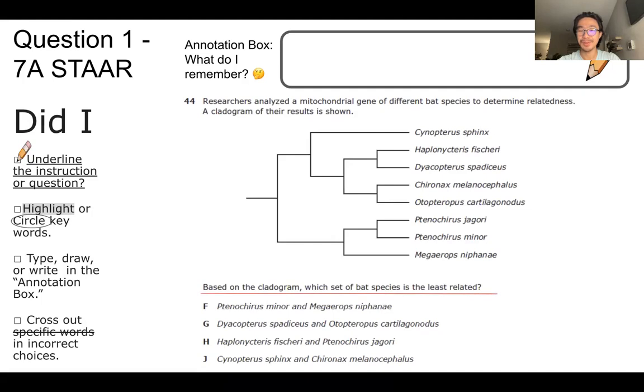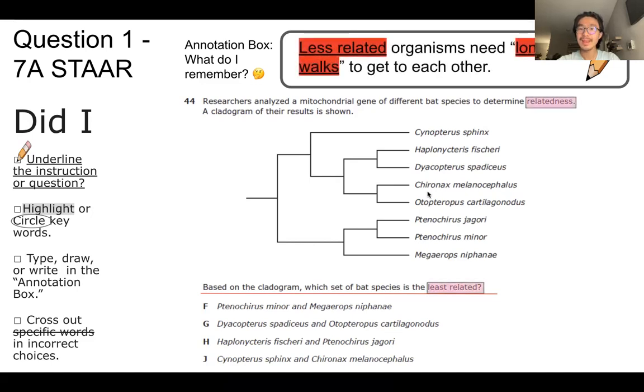One more practice for this moment. Let's underline the question. We have a question mark. Based on the cladogram, which set of bat species is the least related? So we're thinking about least related. Less related organisms need longer walks to get to each other. Now, let's look at A or F. Tenochirus minor, that is over here. How far do you need to walk to get to Megarops nifanae? So let's go over here. That's a pretty short walk in the scheme of things. So they're probably not the least related. So we can take out the last one.